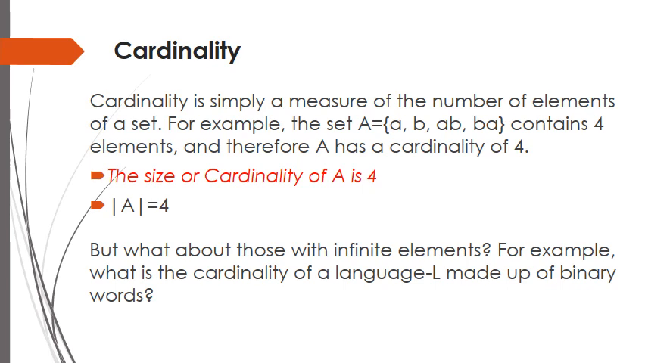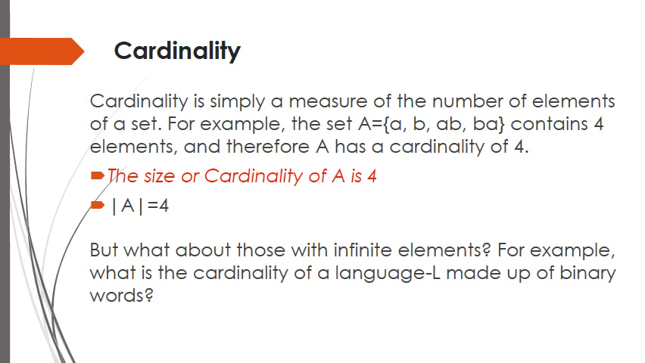Later we will talk about the cardinality of the set of numbers and countable sets. Simply, cardinality is a measure of the number of elements of a set. For example, the set A contains 4 elements: A, B, AB, BA, and therefore the cardinality of the set A is 4. In other words, the size, or cardinality, of A is 4. You may remember this term from your background in set theory. Mostly in mathematics, students use this term for finite sets.